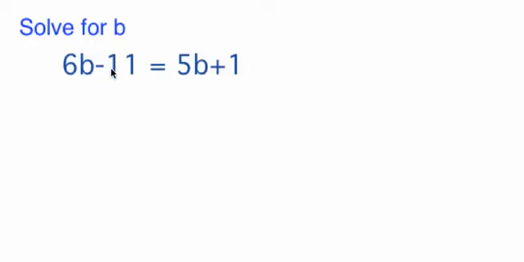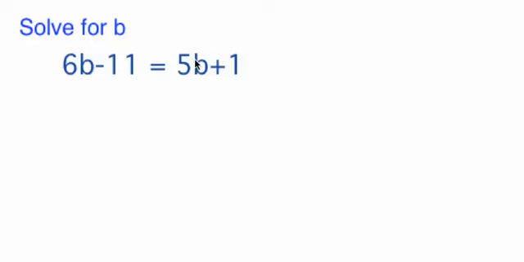Hello, we have 6b minus 11 is equal to 5b plus 1. Now I want to get all the b's on one side. I've got b's on the left-hand side and b's on the right-hand side, and I don't want b's all over the place, I just want them on one side. Now I've got more b's on the left-hand side than the right-hand side, so it would be easier to say, okay, I want to keep my b's here.